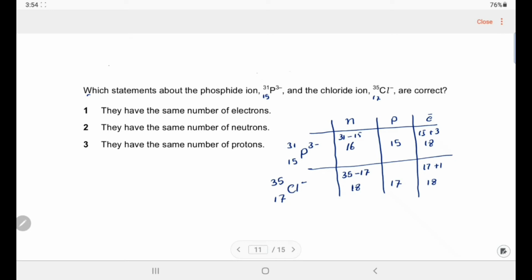Now coming to the choices. They have the same number of electrons: 18 electrons in the phosphide ion and 18 electrons in the chloride ion. So the first statement is correct. Second, they have the same number of neutrons. In the phosphide ion there are 16 neutrons, and in the chloride ion there are 18 neutrons. This is not correct. They have the same number of protons? Phosphide has 15 protons, while chloride has 17 protons. So this is incorrect. So only one is the correct choice.